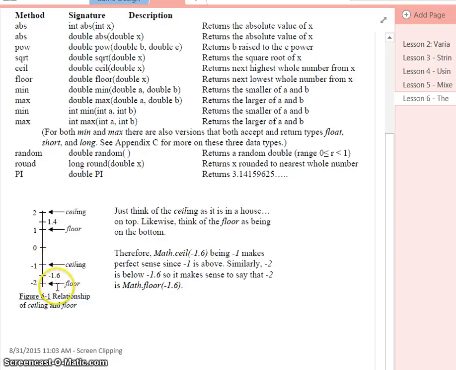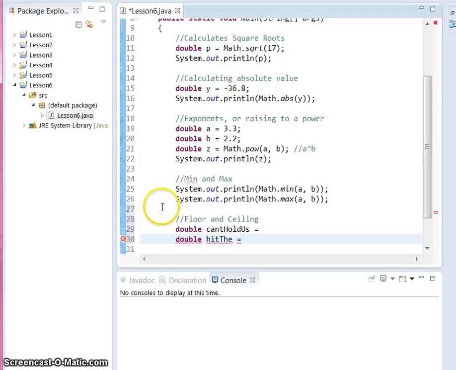And you would think that with a negative, it would go opposite of that. But really, it just kind of climbs up the number line. So if you see ceiling and floor, just picture in your head a vertical number line, and ceiling is the top number. So come on back to Eclipse, and we're going to have a little floor and ceiling part.